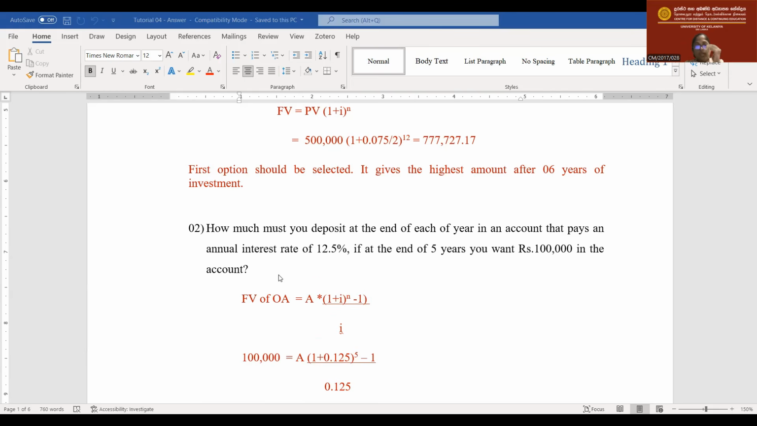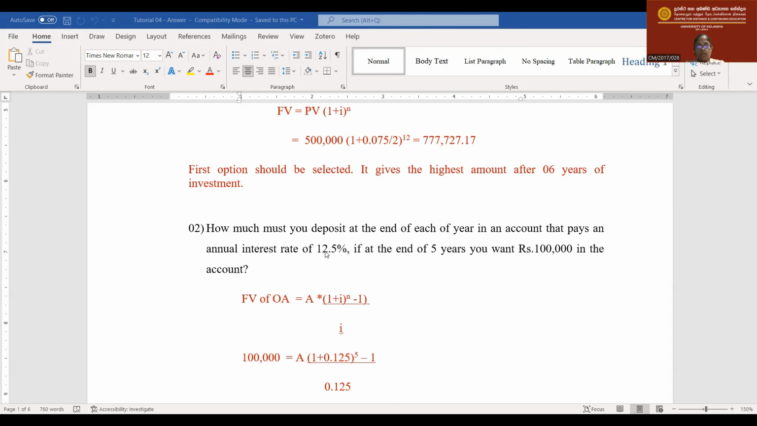How much do you deposit at the end of each year? That is our A, the amount to be deposited at the end of each year for 5 years, right? Okay, A is what we have to find. Then write the formula. The future value of the ordinary annuity is 100,000, A is the question mark. A we do not know.